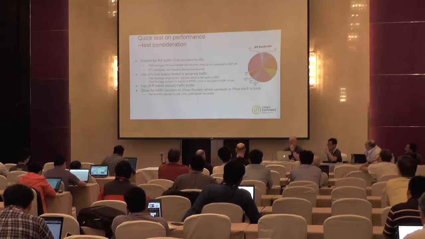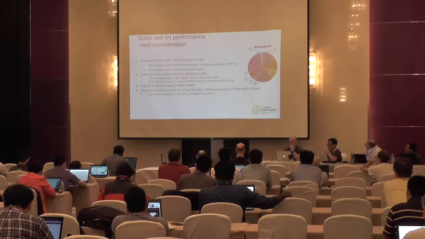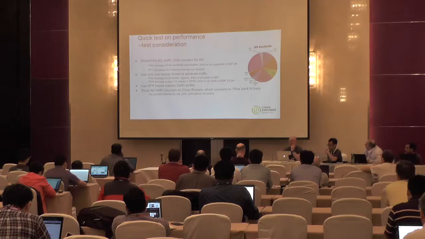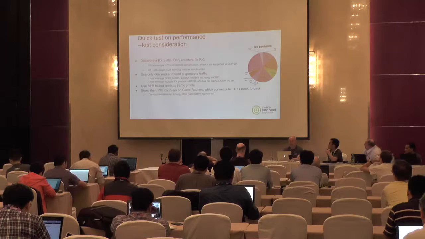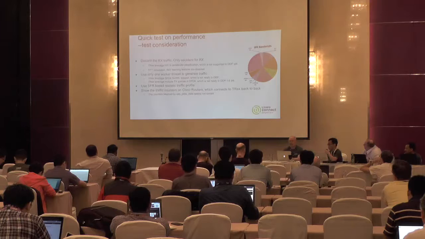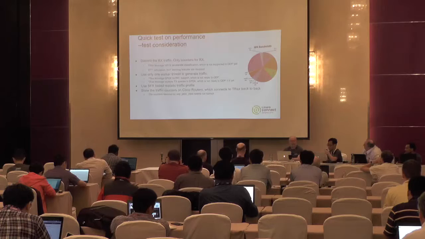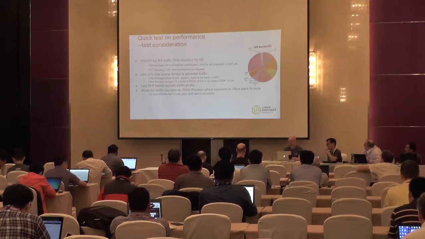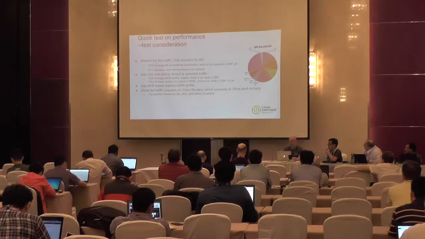Another consideration is that we use only one worker thread to generate the traffic. The reason is that the original TRex leverages the NUMA support, and we don't have that. Also, the original TRex used multiple TX queues, and when we were porting, we used ODP 1.6, which has no multiple TX queue support. The traffic profile we used is the SFR profile, which is a realistic profile provided by a telecom company from France. In this traffic profile, many applications are combined in the traffic.